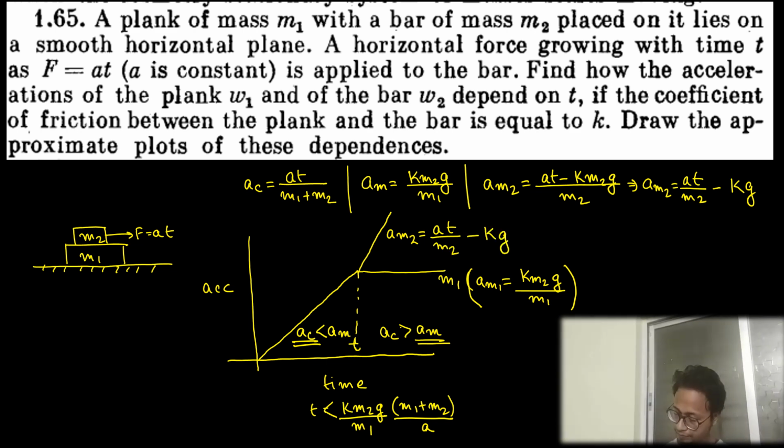And out here, what is the equation of common acceleration? The equation of common acceleration was at divided by m1 plus m2. Hope you understand the specifics of block on block problems.